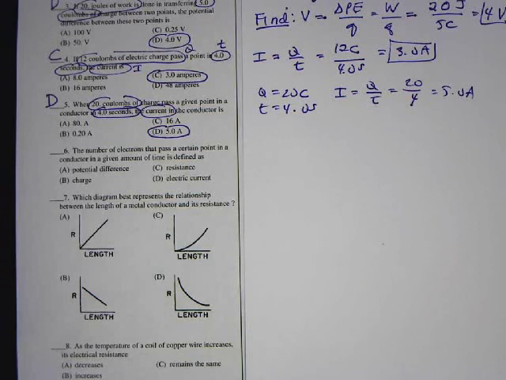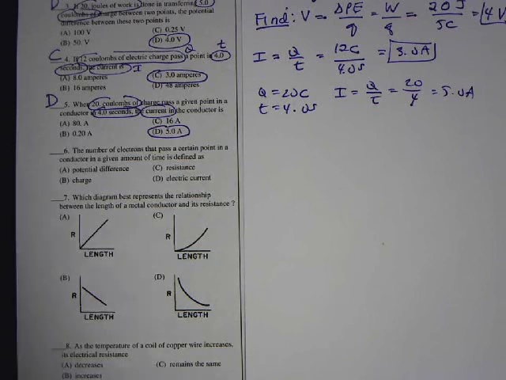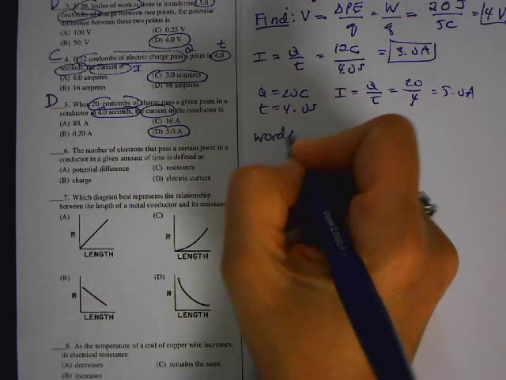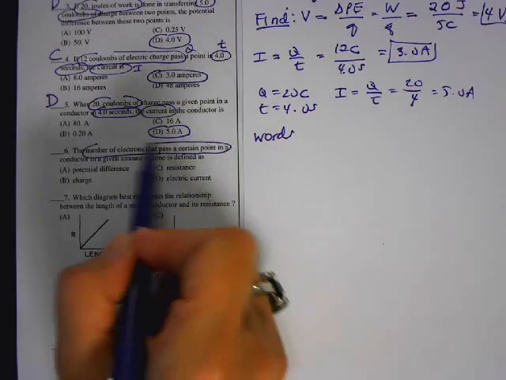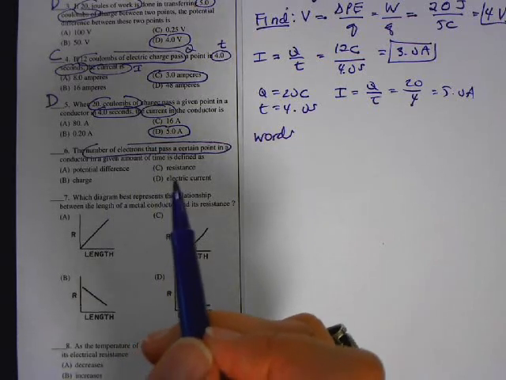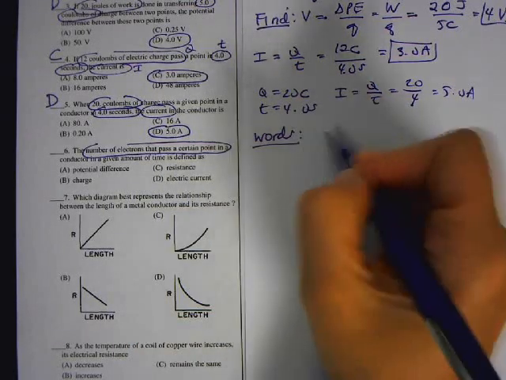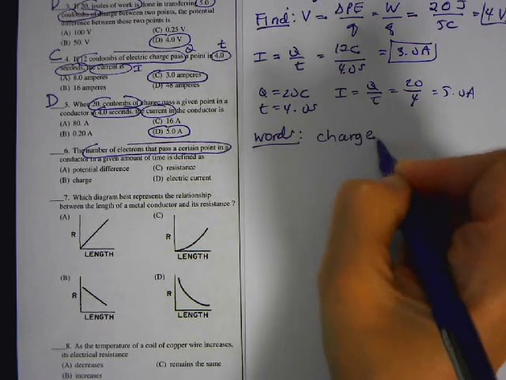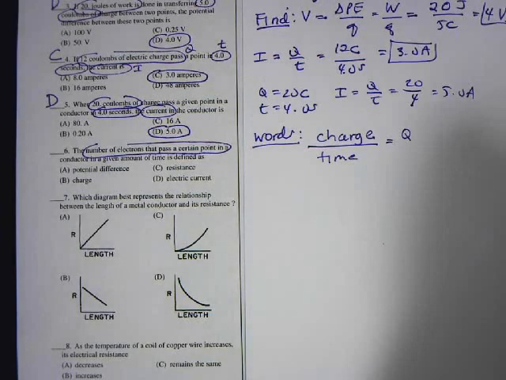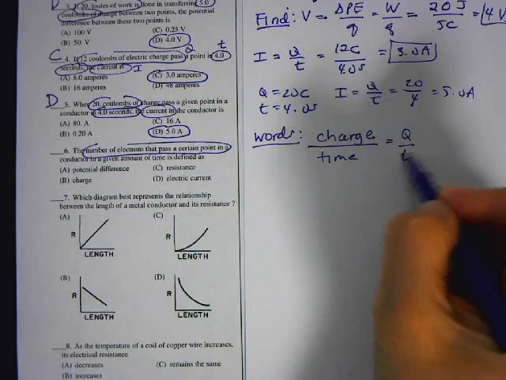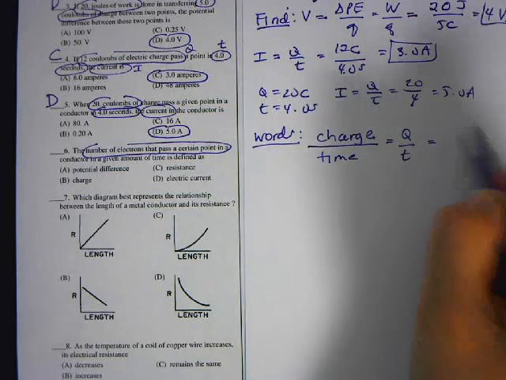Number 6, the number of electrons that pass a certain point in a conductor. So this is actually the same as before, but this is in words. So let's look at this. The number of electrons that pass a certain point is defined as, so in words, what's that mean? It's the charge per unit time. So charge is what? Q. Time is T, and Q over T is equal to I.